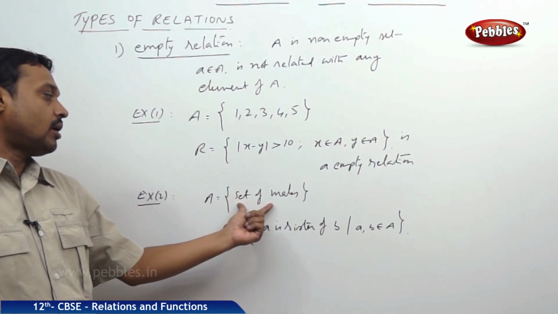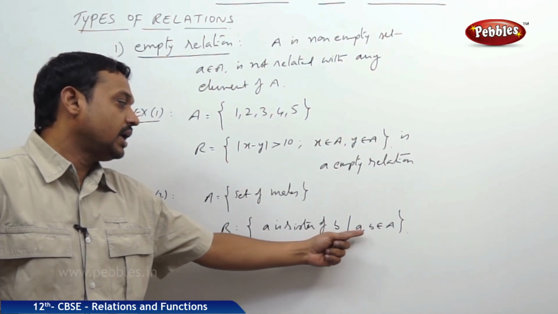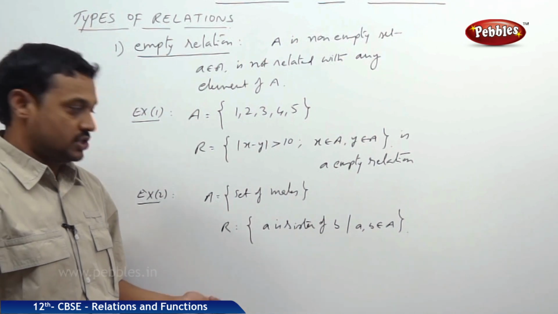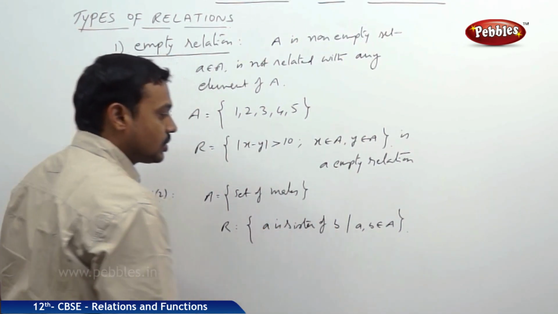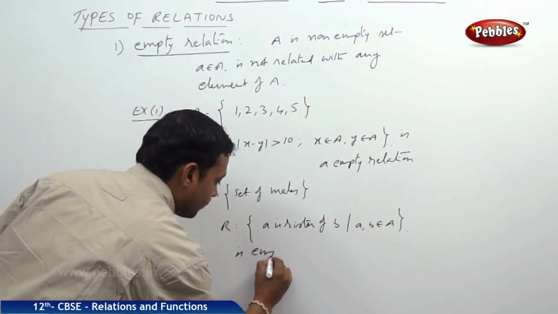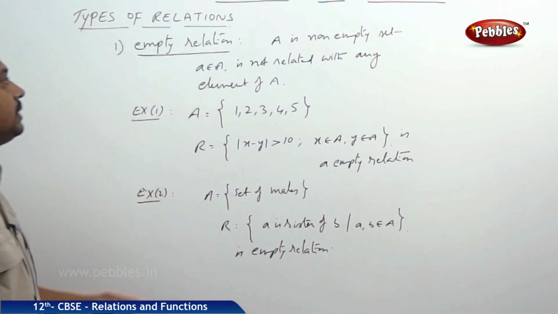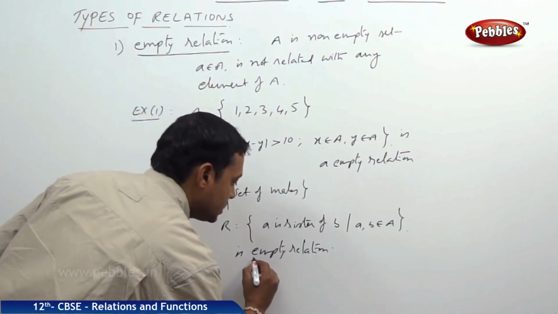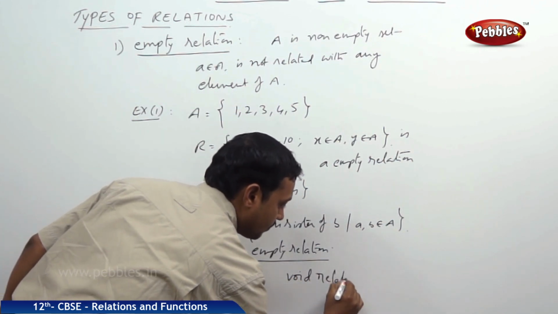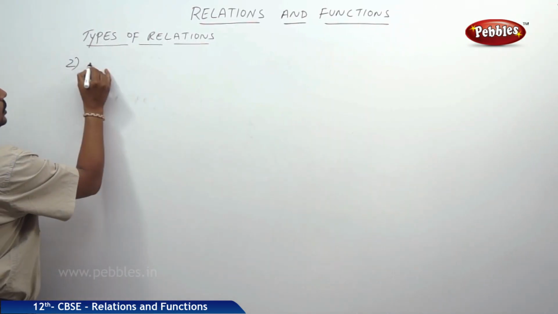Here we have taken the set of all males in the family, but A is sister of B, and A and B both are chosen from the same set A. Then how is it possible? No, it is not possible. So, A is not a sister to B. Hence, this relation is an empty relation. This empty relation is also known as a void relation. The second definition is universal.